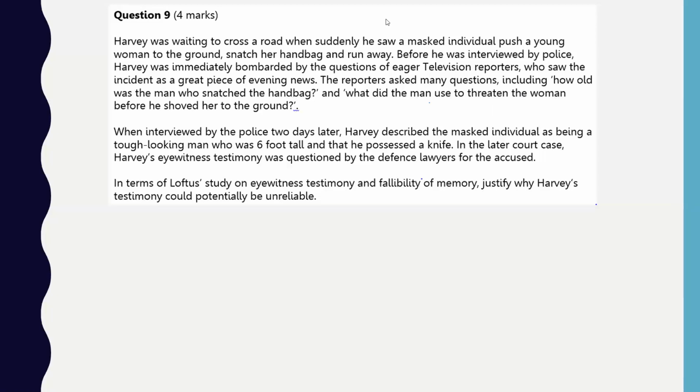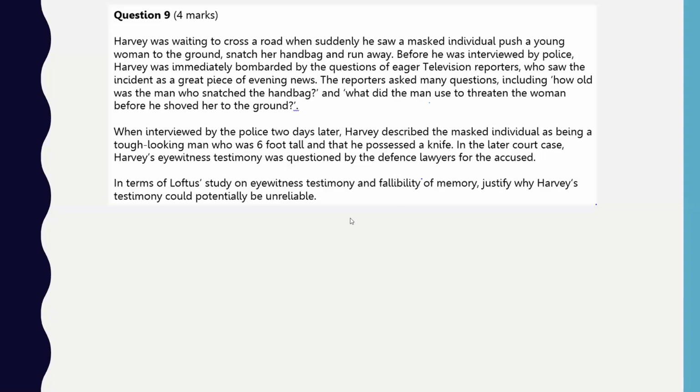So when he's asked by the police 2 days later, maybe he watched the evening news, maybe he heard what other people were saying, Harvey did eventually describe the masked individual as being a tough-looking man, because you've got to look tough if you're going to shove a woman to the ground. Being 6 foot tall, I don't know where that came from, and that he possessed a knife, because remember the question said, what did the man use to threaten the woman? So he's added all these extra details into his memory, even though this is not necessarily what he saw. And in doing that, he's reconstructed his original memory of the event that he actually witnessed.